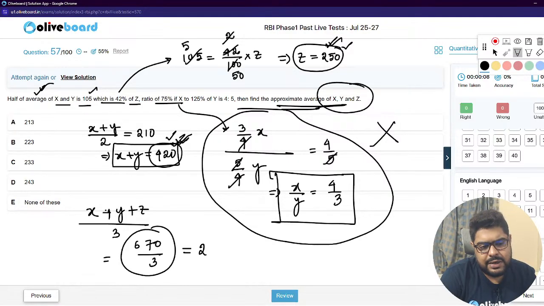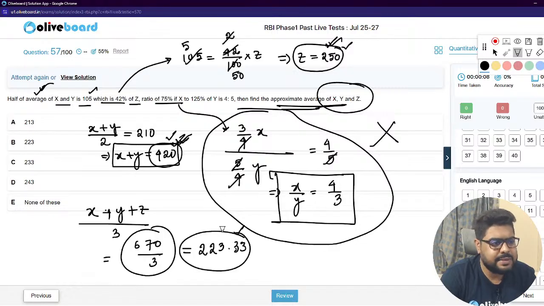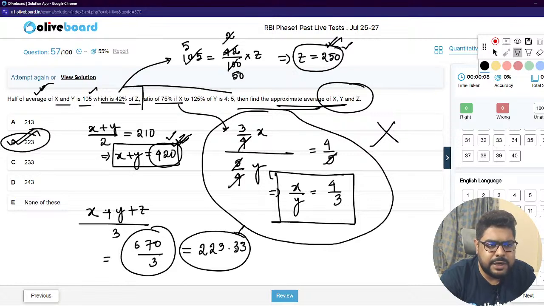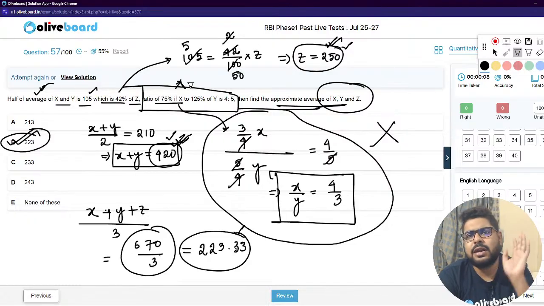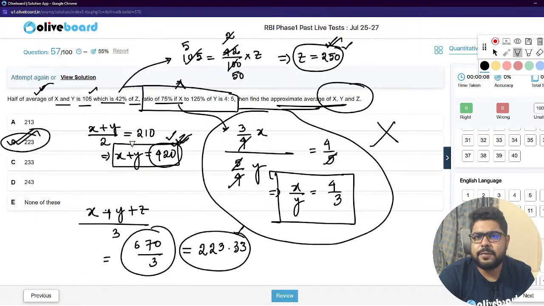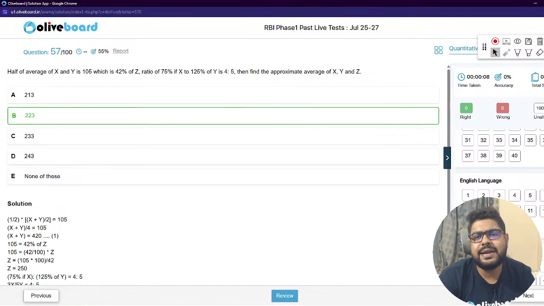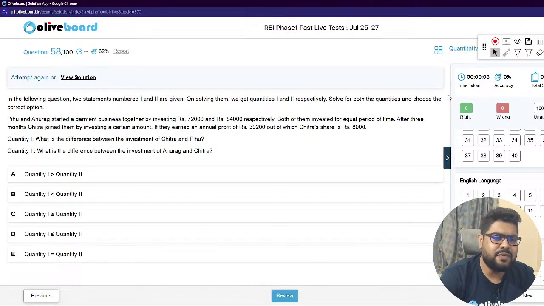So this is 223.33. Approximately, see, sir, option number B will be the answer. Approximately this is my answer. For this particular question, we don't really need to do this. This particular ratio information we could have skipped, and that way also we would have gotten the answer, because we don't need x and y. We need the average. Clear, sir? Clear everyone, I hope. So this is my correct answer, 223. Moving on, sir.